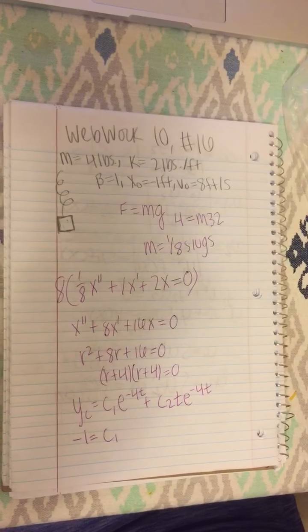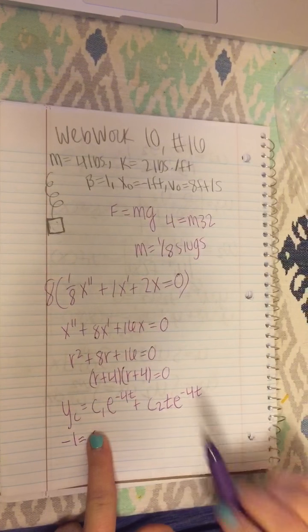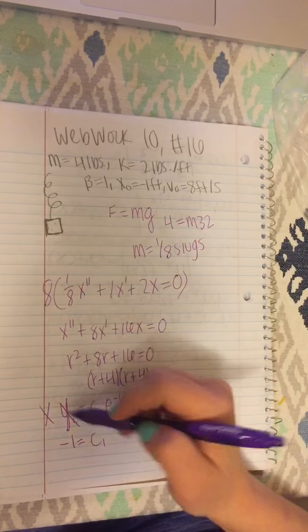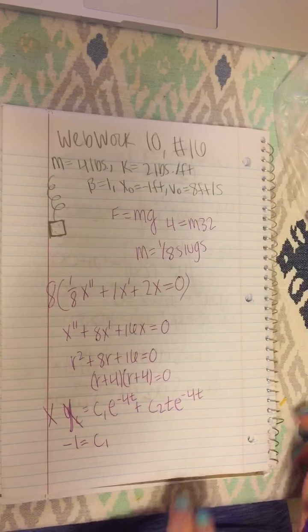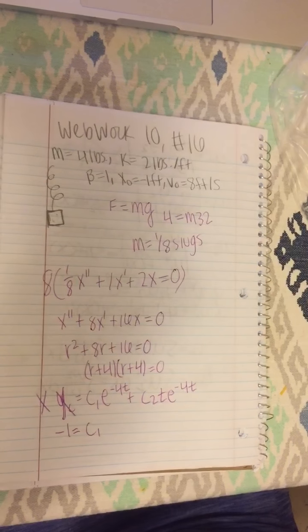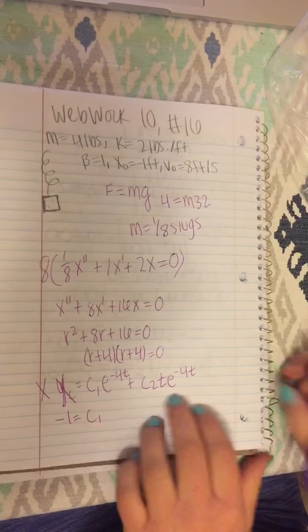I realize in this I changed variables, so this actually is going to be an x. I've been doing that a lot. It's an easy mistake to make. So x is going to be the function that tells us our position of the mass at time t.